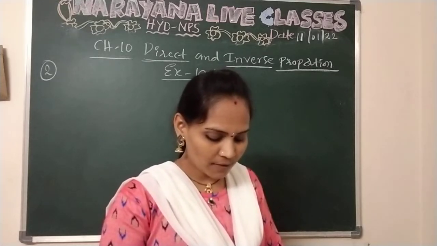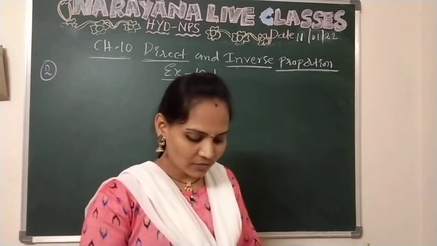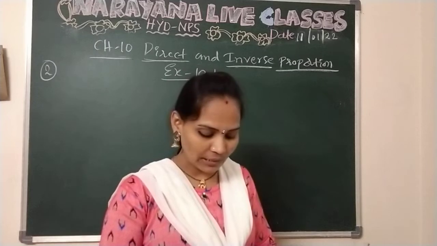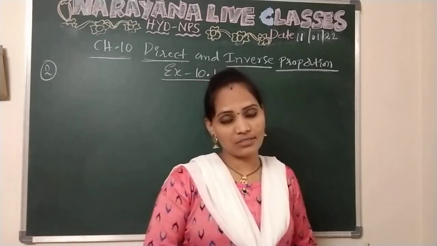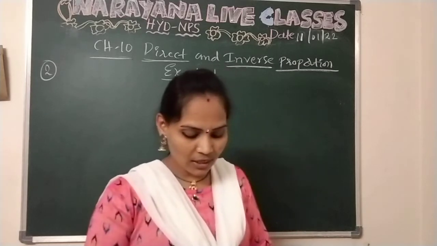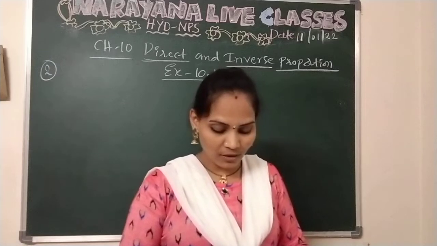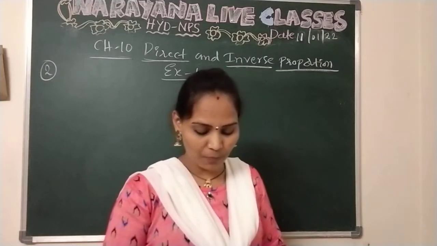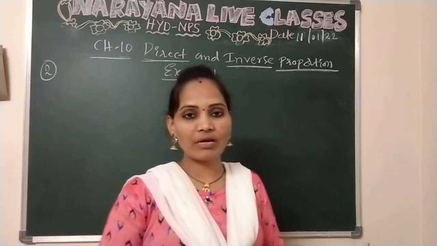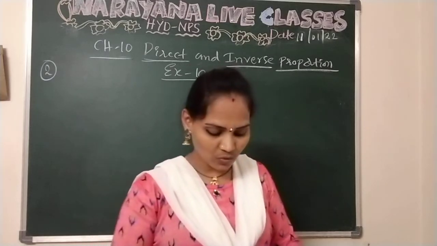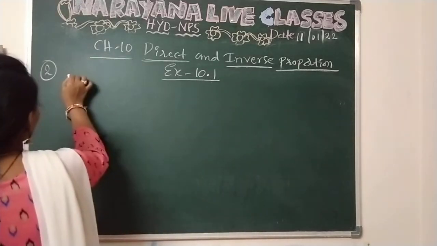Here, the number of given bags is 48, right? And for that the cost is 16,800. Then we need to find out the cost of 36 bags. Here the number of bags and that particular cost are in direct proportion. So we should use the formula x1 by y1 is equal to x2 by y2.